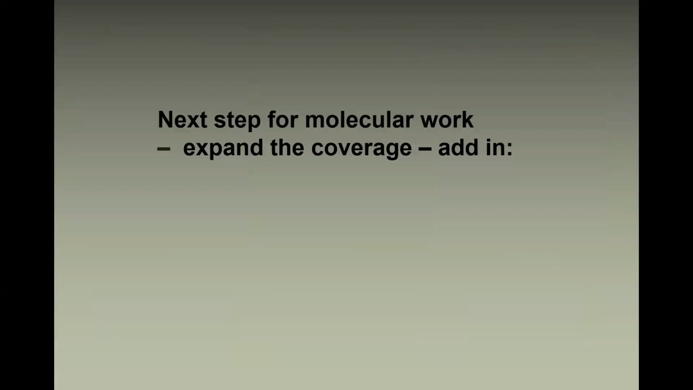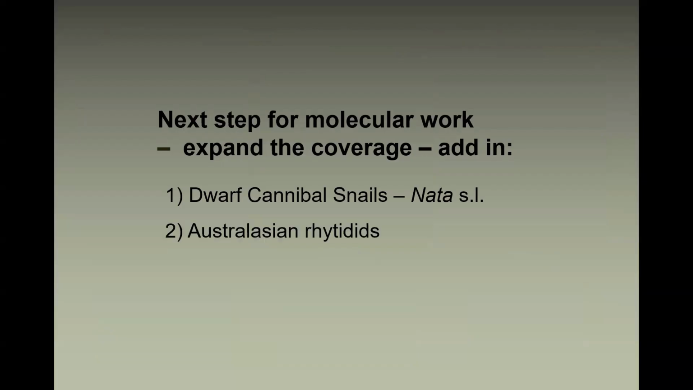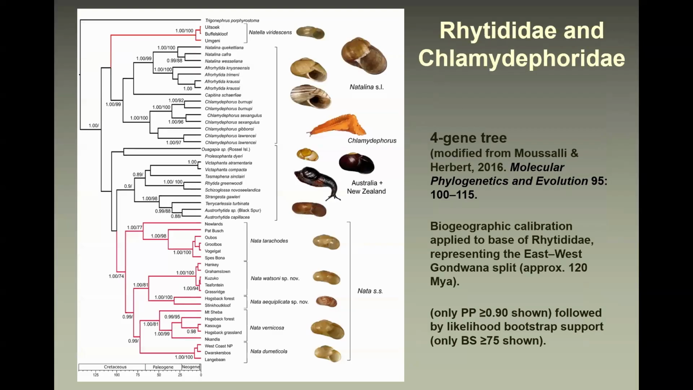So for our molecular work, we did the larger cannibal snails. The obvious thing now was to add in some others. So we added in the dwarf cannibal snails. We added in some Australasian rhytidids, and we wanted to put in the hunter slugs to see where they fitted into the picture. This was the resultant tree that we got.